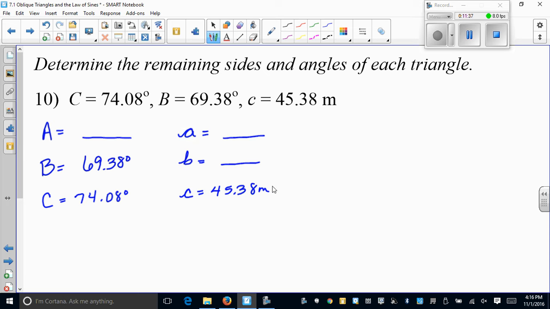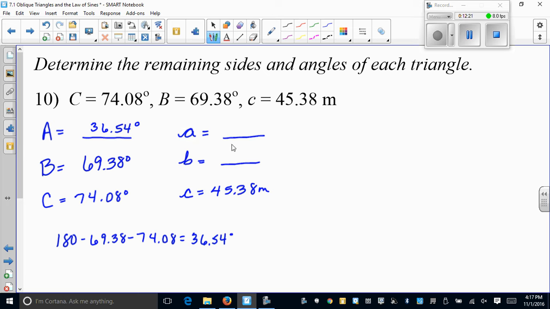Start with the easy one, finding angle A. So it's going to be 180 minus 69.38 minus 74.08. And we're going to get angle A to be 36.54 degrees, once we do this math. And now we're ready to work through side A and side B. So I'm going to start with side A.